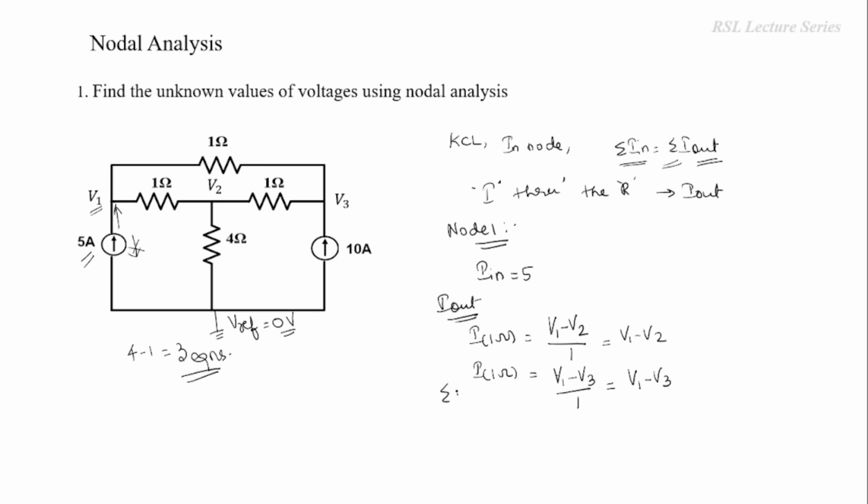Now we have to add all the outgoing currents. So the sum of the outgoing currents is equal to V1 minus V2 plus V1 minus V3. So that is equal to 2V1 minus V2 minus V3. Now by Kirchhoff's current law, the sum of the outgoing currents is equal to the sum of the incoming currents. Here in this case, the incoming current is 5 and the outgoing current is 2V1 minus V2 minus V3. So Kirchhoff's current law equation can be written as 2V1 minus V2 minus V3 equal to 5. So this is equation number 1.